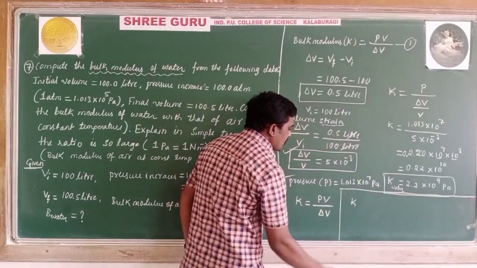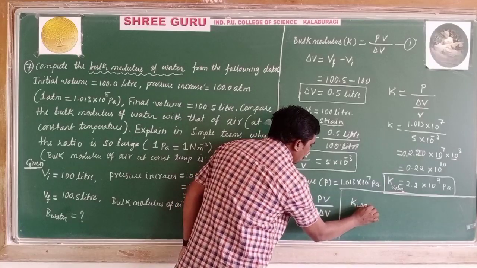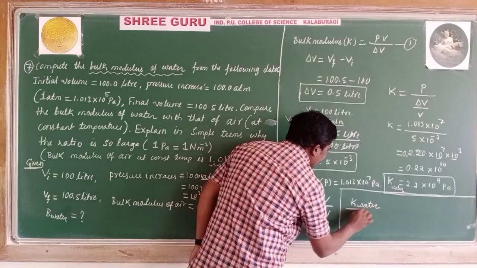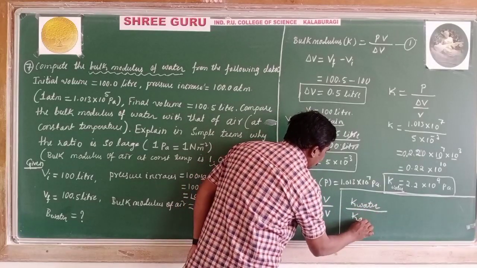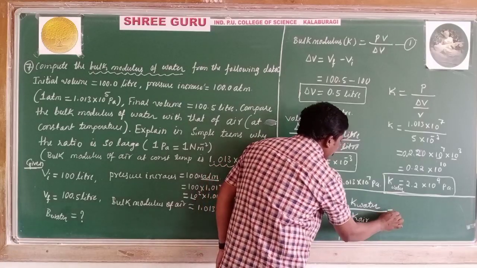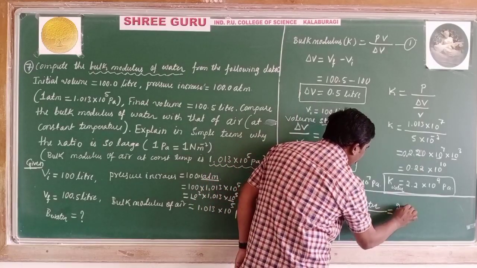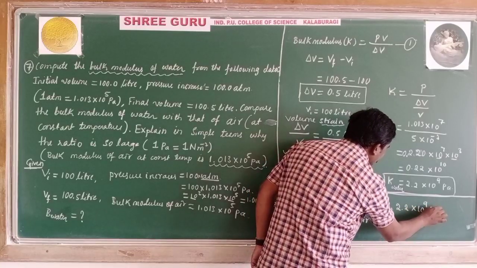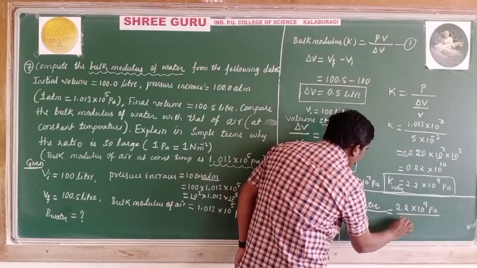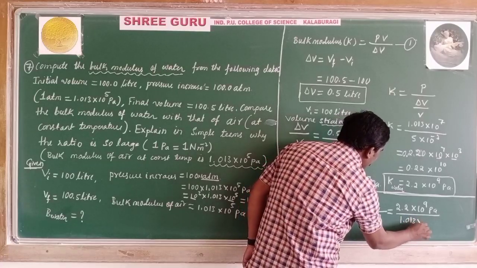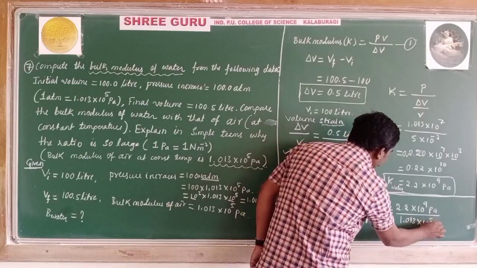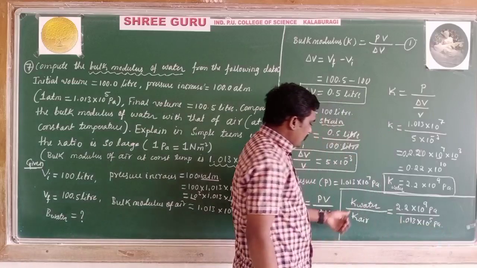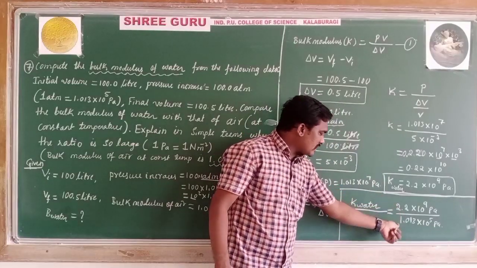Why is the ratio so much larger? The bulk modulus of water with respect to the bulk modulus of air. If we consider, this is 2.2 into 10 to the power of 9 Pascal, and this is 1.013 into 10 to the power of 5 Pascal. The bulk modulus of water is more as compared to air.